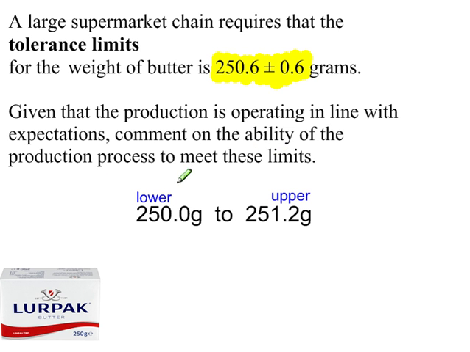Now these tolerance limits are requested by a particular large supermarket, and these limits will vary from customer to customer. So it could be that maybe a discount store will allow for lower values at this end. It all depends on the customer and what their requirements are.